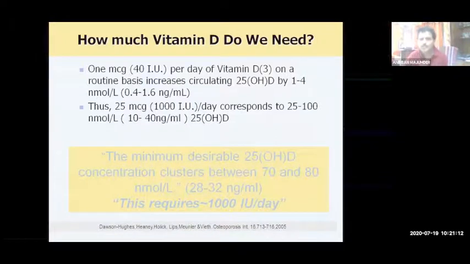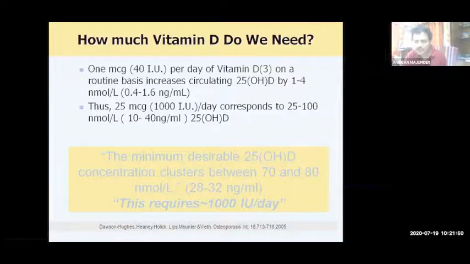So, how much vitamin D do we need? This is about the guideline which was actually published a long time back, but there has been no change after that. We have to maintain the concentration at roughly 28 to 32 nanogram per ml, and to maintain this amount of serum 25 hydroxy vitamin D, we have to give roughly 1000 international units of vitamin D per day, and possibly that is sufficient to maintain the normal serum concentration of vitamin D.